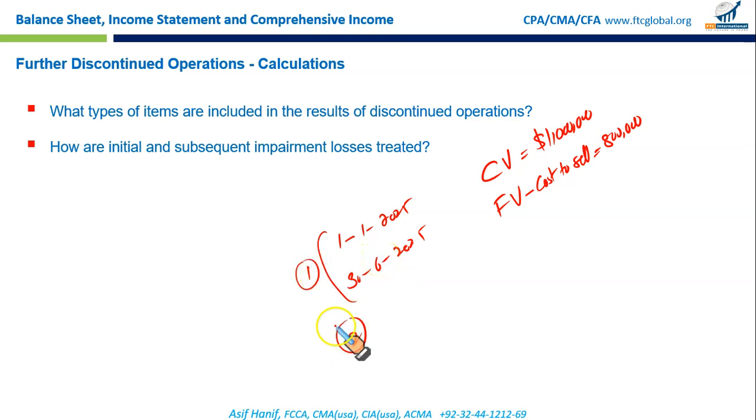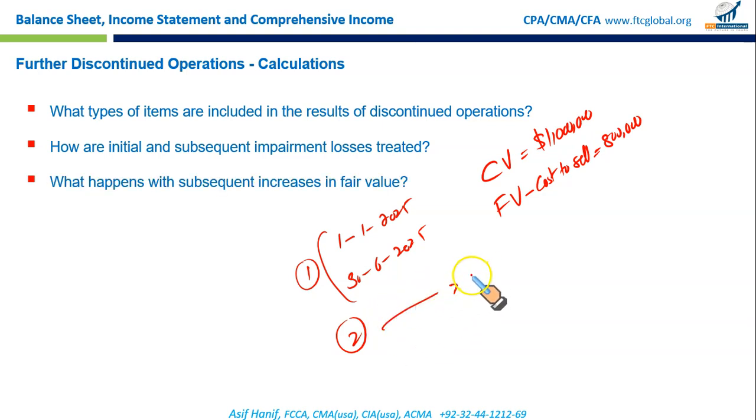Second, the gain or loss on disposal. When you sell these assets, either there is going to be a gain or a loss on disposal. Let us assume that we dispose of this segment for $750,000. The carrying value was 1 million. We are disposing of it at 750. So this clearly shows that there is a loss.